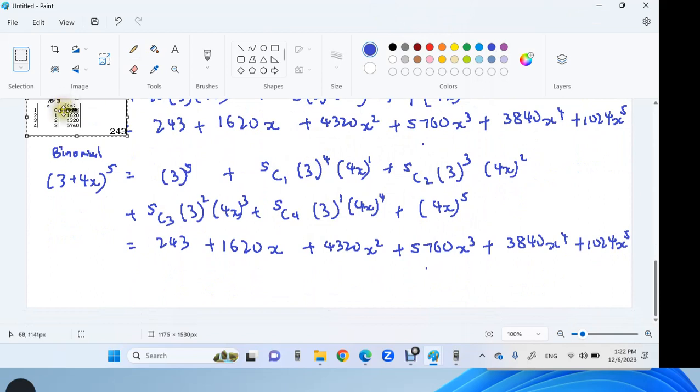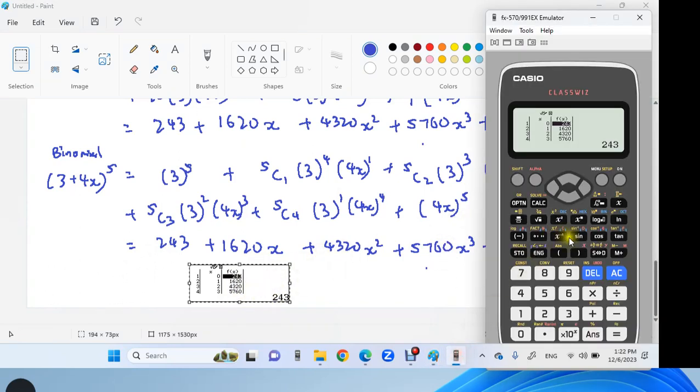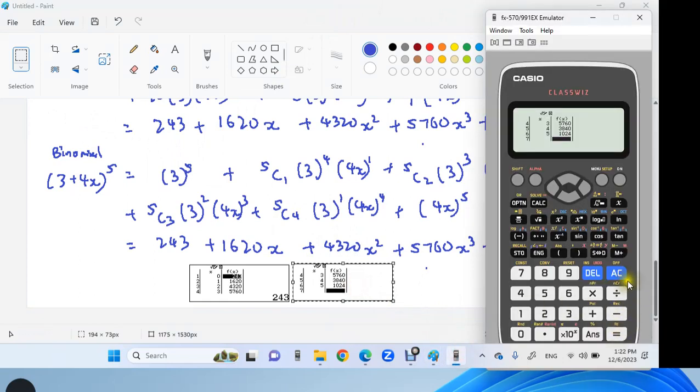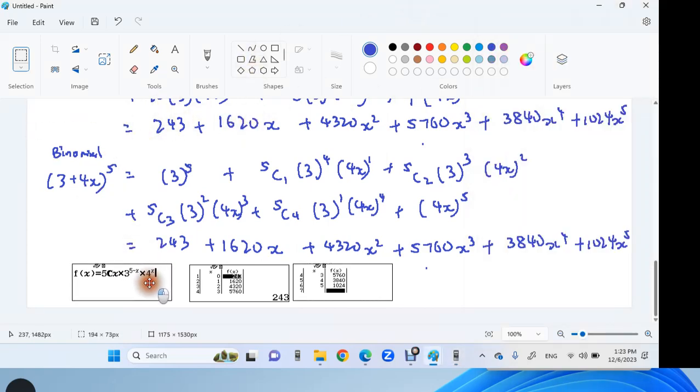Then I press equal, and the calculator will return this table. Okay, so you can see the values 243, 1620, 4320, 5760 and so on. If you do it manually, you find it difficult, but if you know programming, you ask your calculator or your computer to do this, then when you set it in, this will come out. So this is very powerful when you are doing programming using binomial.